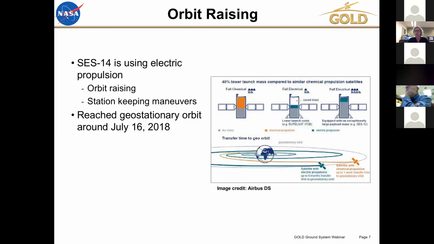Fortunately, SES did a trade-off study for themselves to determine whether the cost savings was worth it compared to the additional 5 months it took to reach orbit. And for them, it was worth it. For the GOLD instrument, it was also a benefit because the longer we are in space, the more outgassing occurs, which means that there are fewer contaminants around before we powered on. Because we remained off during the orbit raising period, we had less risk of contamination by the time we reached geostationary orbit in July. So it was a real advantage for us as well as for SES using the electric propulsion.